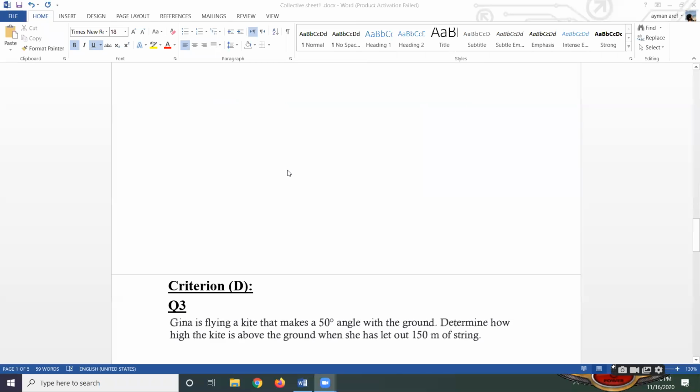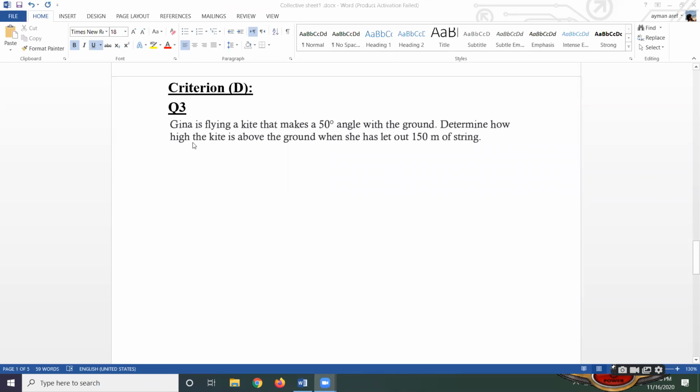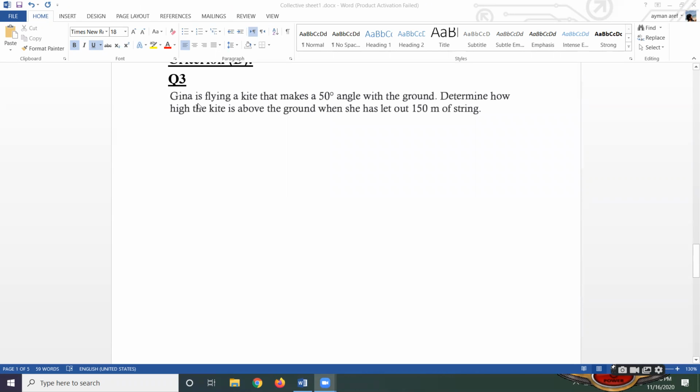About the next question. Okay, I like this question. Here, Gina is flying a kite that makes a 50-degree angle with the ground. Then we have a ground here, for example. Gina is flying a kite that makes a 50-degree angle with the ground. Determine how high the kite is above the ground when she has let out 150 meters of string.